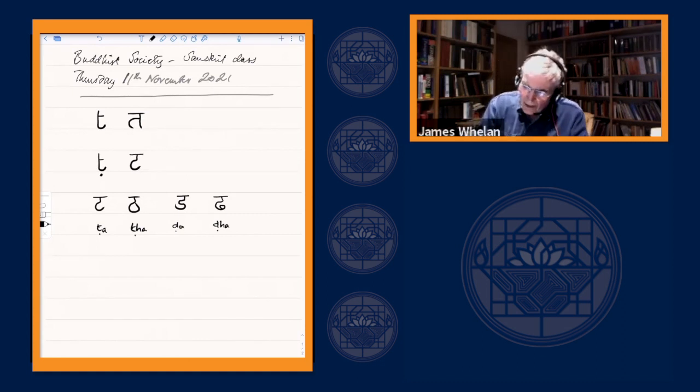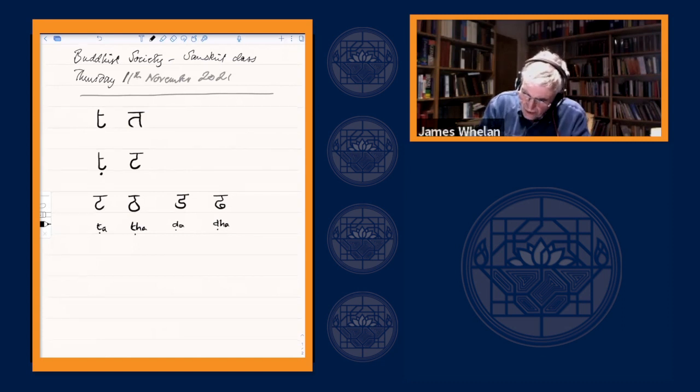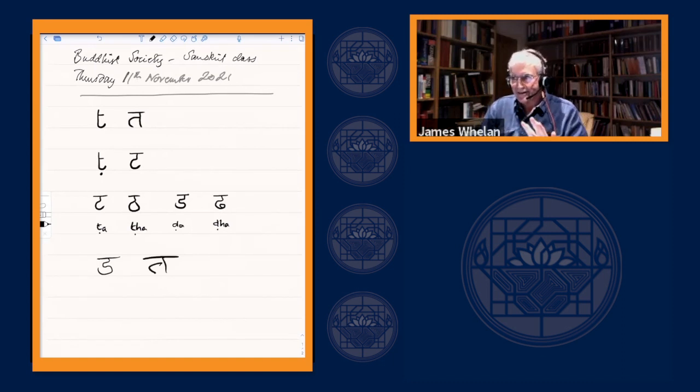So when I'm writing these letters, you'll see that there's a far lesser risk of me splitting the screen of my iPad than when I write a much bolder straight line like that. So these are the four retroflexes, and the retroflex n, written like that.